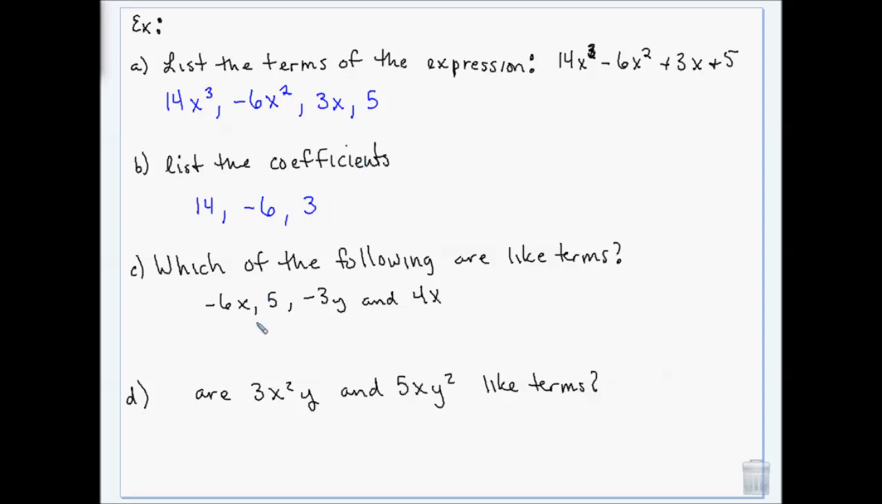Okay. Which of the following are like terms? The two that have just a plain old x. And then are these like terms? 3x squared y and 5xy squared? No. They have both x's and y's, but here the 2 is on the x and here the 2 is on the y. That part has to be the same, exactly the same.